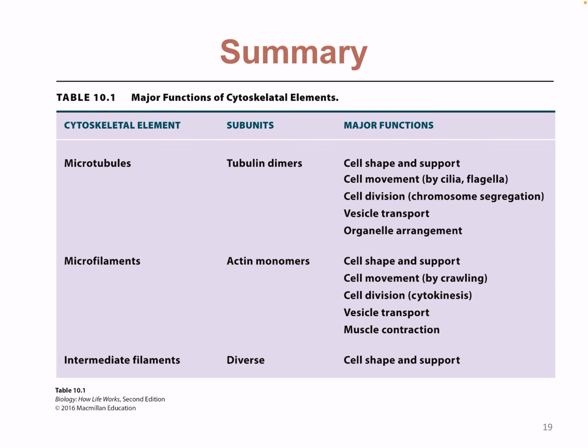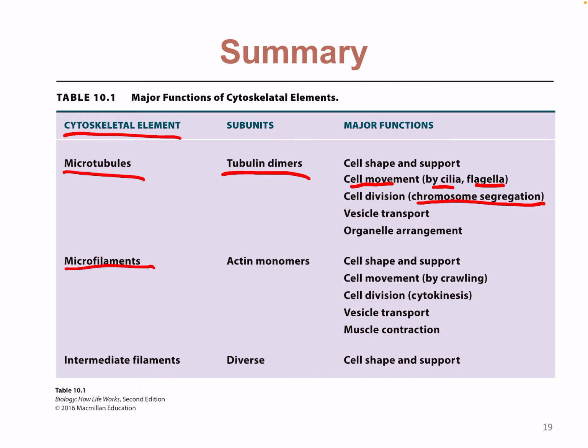So, summary, we have the cytoskeleton elements here. We have our microtubules, which have tubulin dimer subunits. Their major functions are involved in cell shape and support, cell movement, for example in cilia and flagella, and cell division for chromosome segregation, which we talked about. We have vesicle support, and we have organelle arrangement.